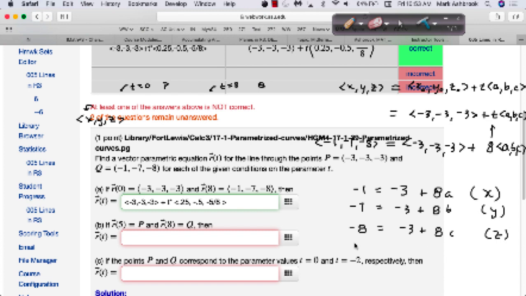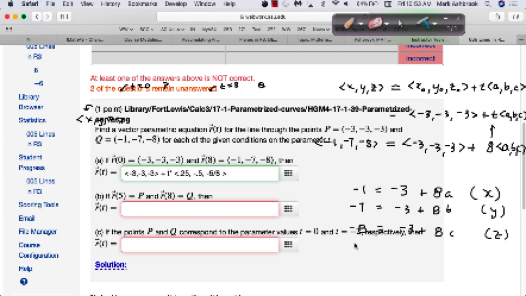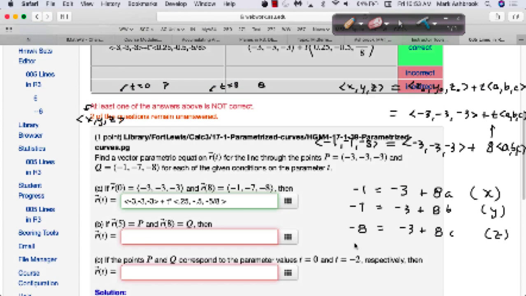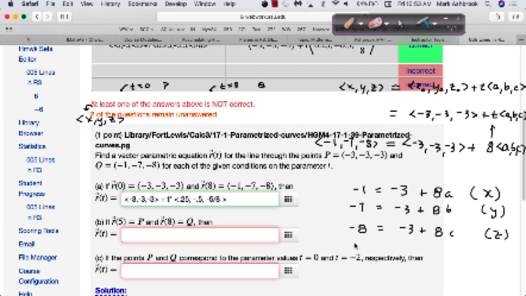Okay, questions on that? Does that help? This was number 6, I think. Any questions on that? Okay, so the next topic is planes.